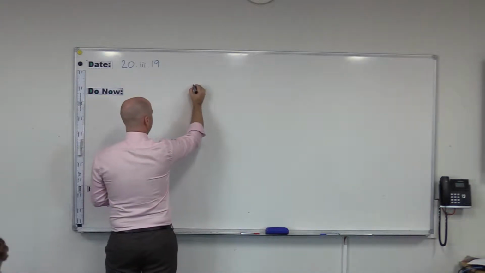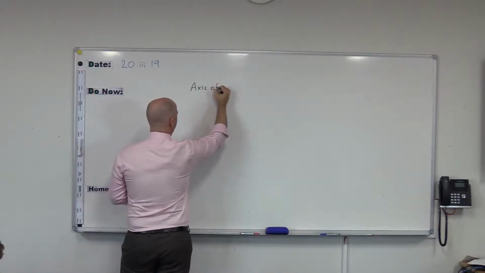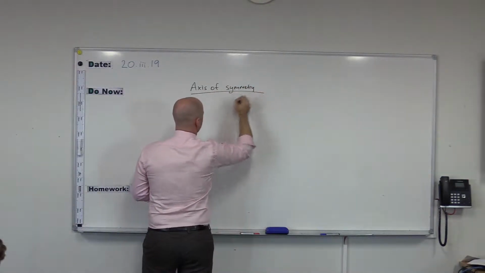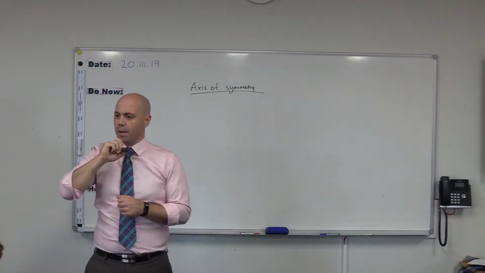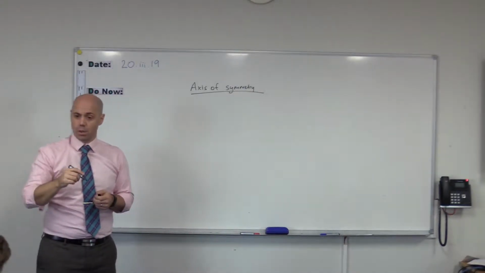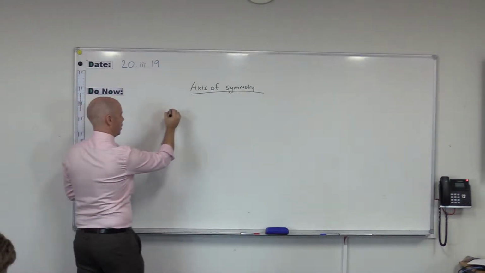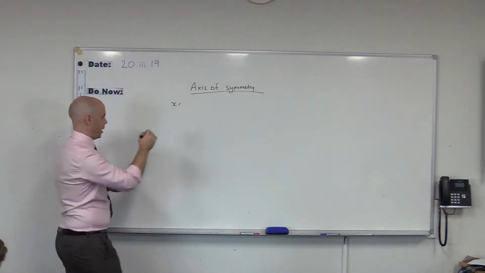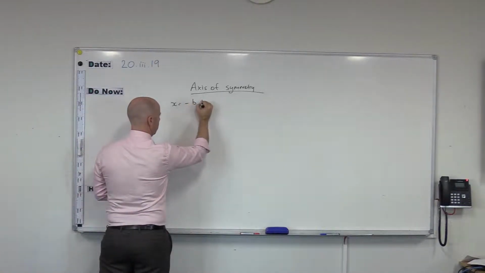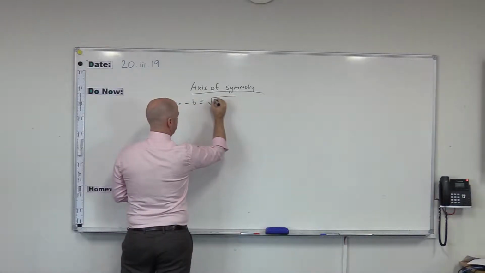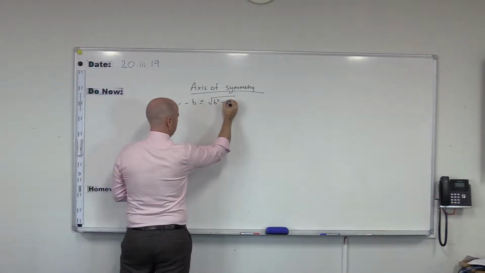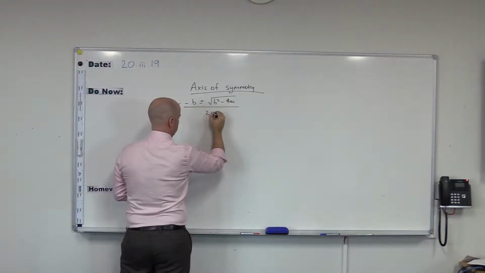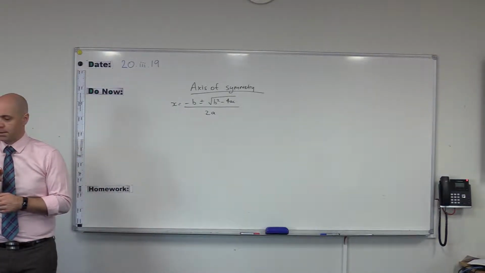So this is now considering the quadratic formula. What is the quadratic formula for calculating the roots of the quadratic equation? It's x equals what? Negative b plus or minus the square root of b squared minus 4ac, all over 2a. Awesome. Okay, that's our quadratic formula.